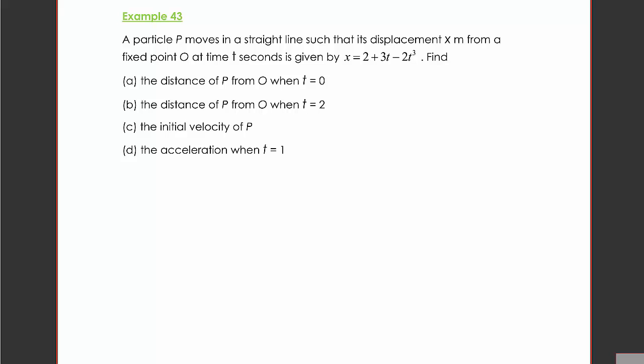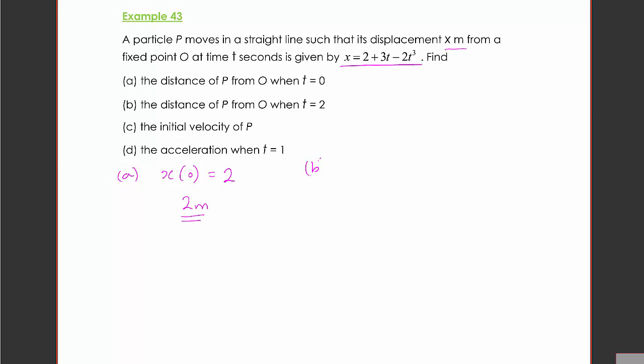So we've got a particle moving in a straight line such that its displacement from a fixed point O at time t seconds is given by this expression. We want to find the following things. So the first one is the distance of P from O when t is 0. So that's just x of 0, which is going to be 2. So the answer to that is going to be 2 meters, since it was in meters, the distance.